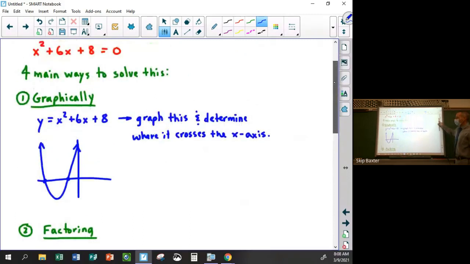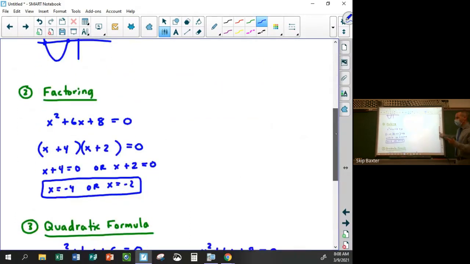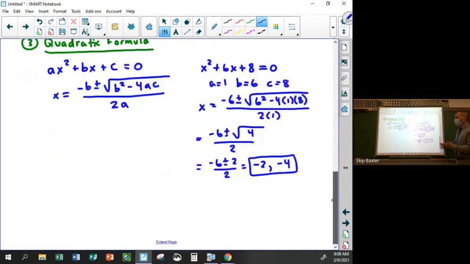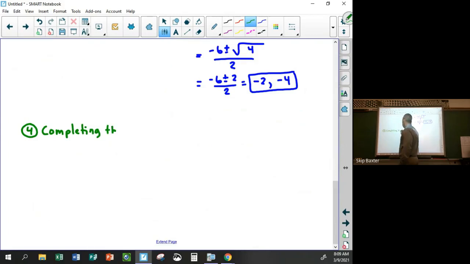I've said up here there's 4 ways to solve it. So we have graphically, factoring, quadratic formula, and the 4th one is the one I'm going to focus on today, which is completing the square, which you also learned last year.